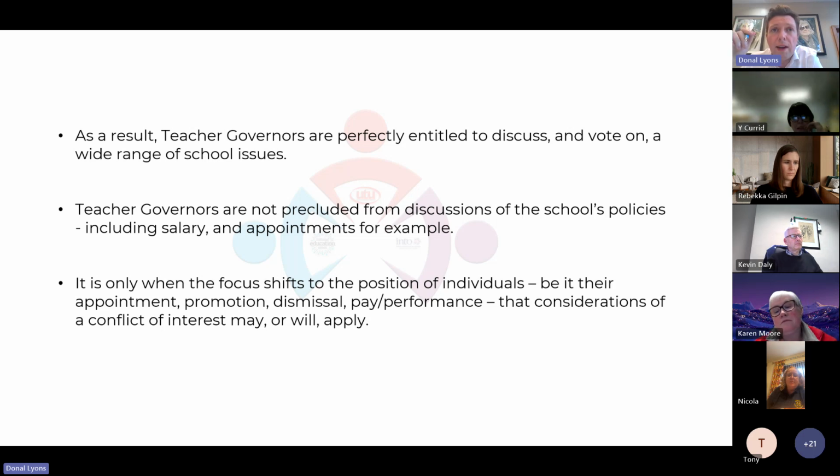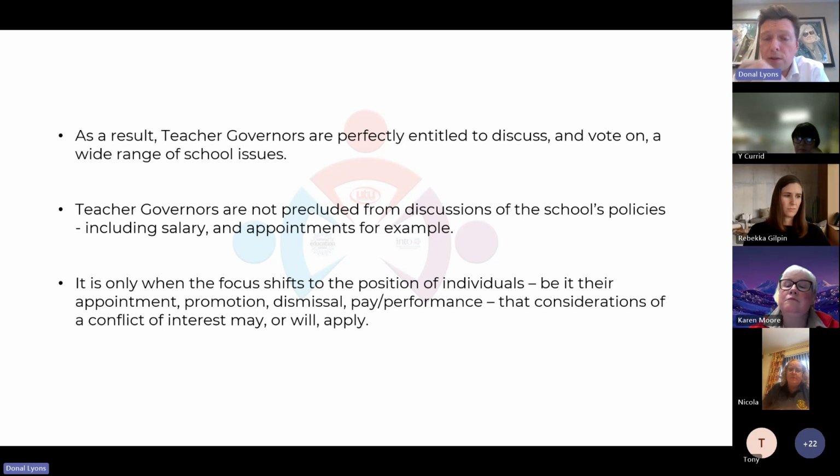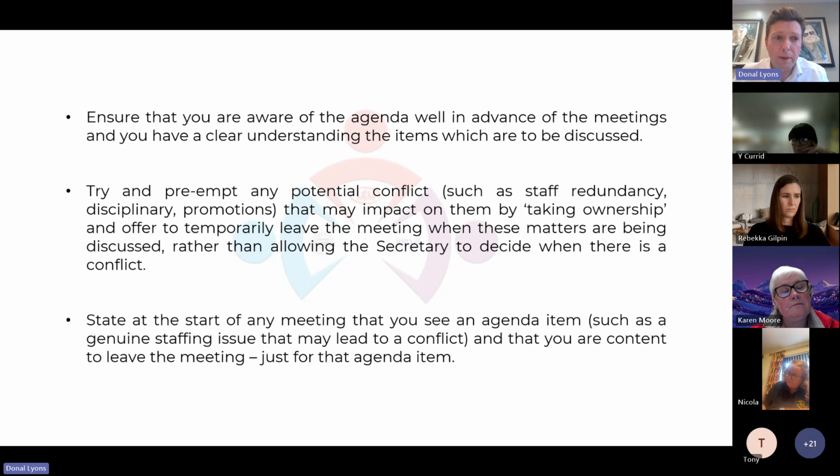Where it gets difficult, and this is where we need to separate the individual applicant or individual case away from the generality, is this: if it is in a general sense, or in a thematic sense, you are, as a teacher governor, allowed to discuss school policies, and that includes salary in a general sense, and appointments in a general sense as well. The difficulty is when those salary or appointments come down to an individual, and that's where the fine line is. So it is important that if you are acting as a teacher governor, you do have clarity about how you go about this, right?